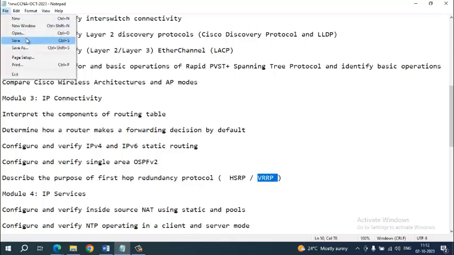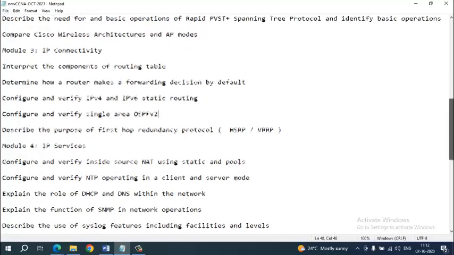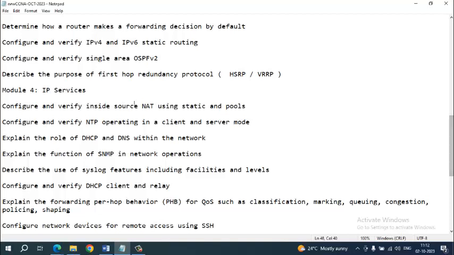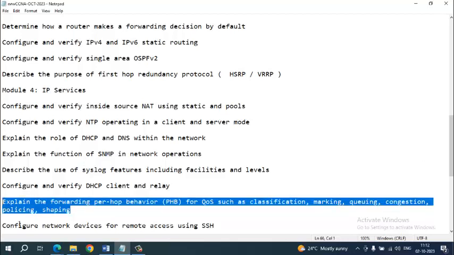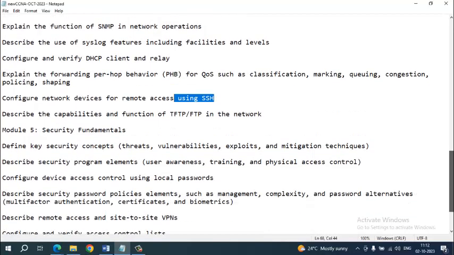Followed by IP services where we have NATing, different types of NATing, static NAT, dynamic NAT, overload, DHCP, SNMP, syslog, a little bit of QoS introduction here, and then configuring SSH on a Cisco router, TFTP for file transfer. We'll discuss all those things.